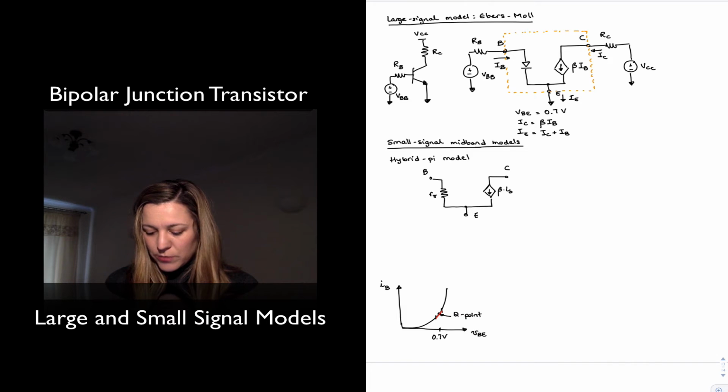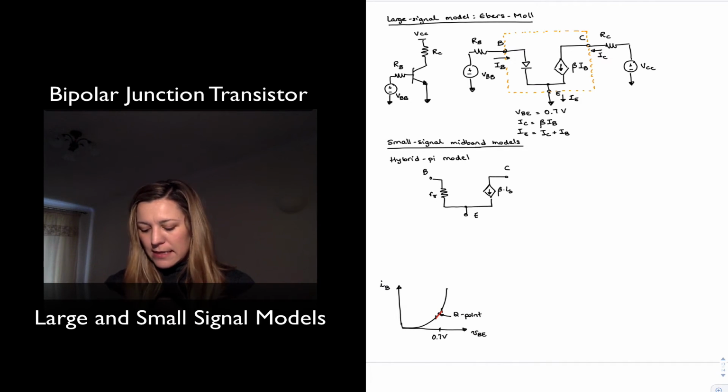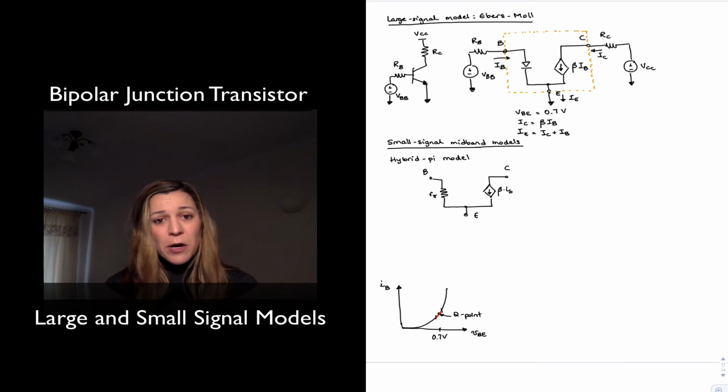This is my collector. So this is the simplest form of my hybrid pi model, where we have ignored the output resistance of the transistor. We're going to complete the model in a second. But for now, let's look at where these things are coming from. So R pi, hopefully we've already seen why it makes sense. If we have a small AC signal, our diode behaves as a resistor.